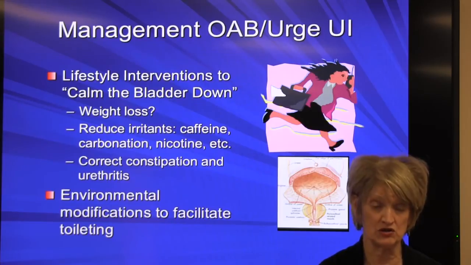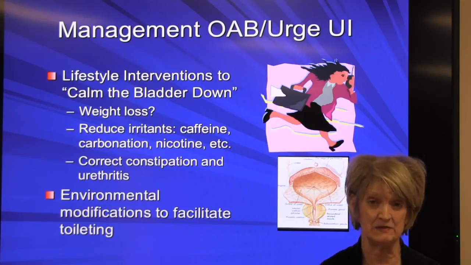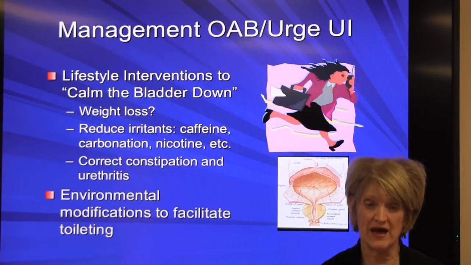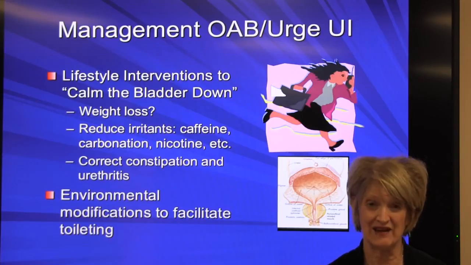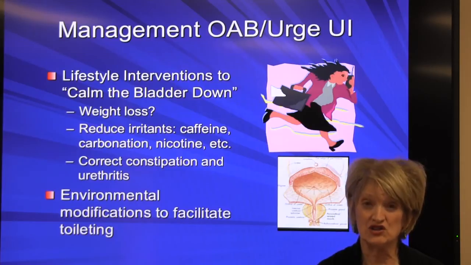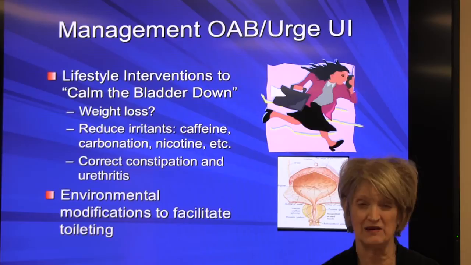You definitely want to do a bowel clean out if this patient's constipated and get them on an effective bowel program so that the rectosigmoid stays empty. If the rectosigmoid is full, that acts as an irritant to the bladder because it does not have room to expand. And finally, topical estrogen to correct urethritis, because when you have atrophic changes in the urethra, it becomes very dry, inflamed, and irritable.